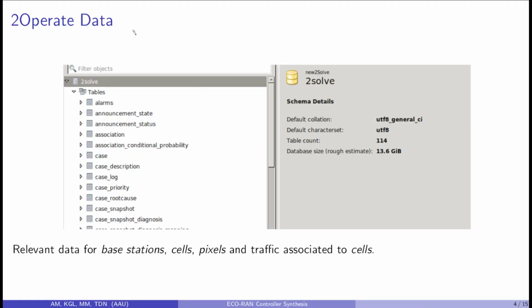What is really nice about this project is that we are cooperating with the company Telenor, which has provided data. We have a quite big database with a lot of tables, and from this data we are able to recover relevant information useful for our simulations, containing information about base stations, cells, pixels, etc.